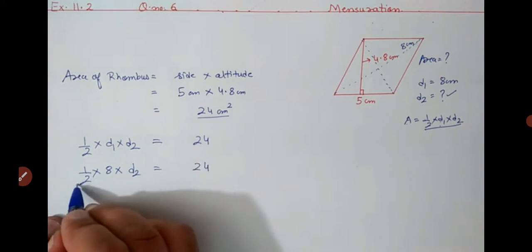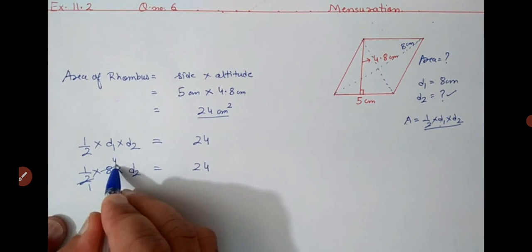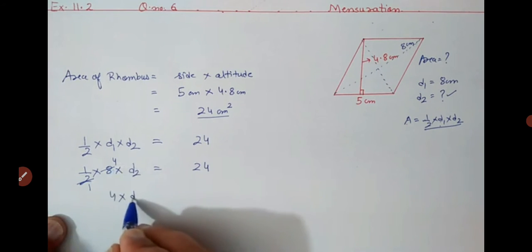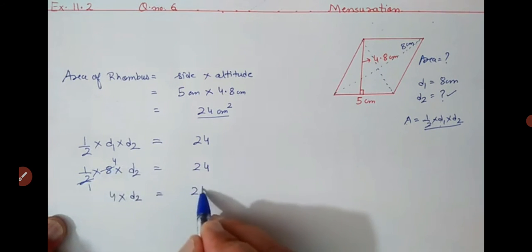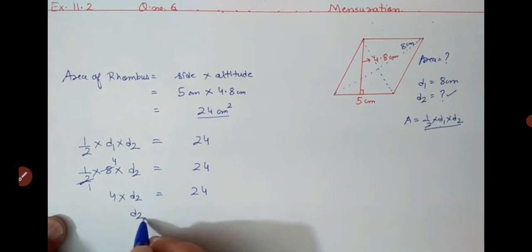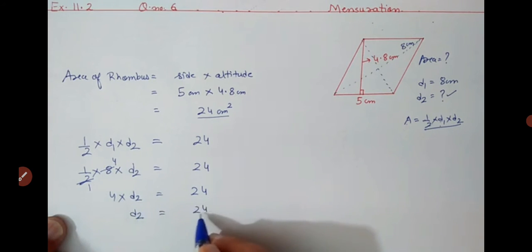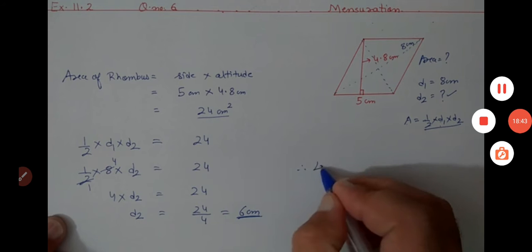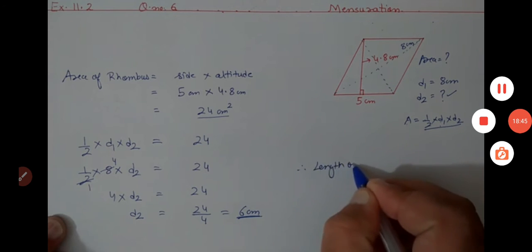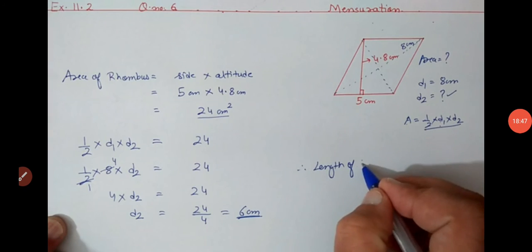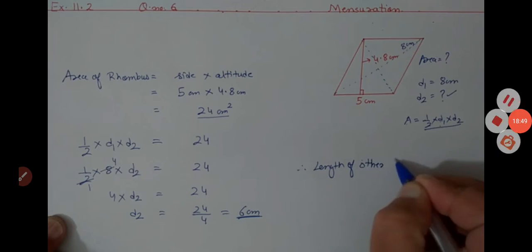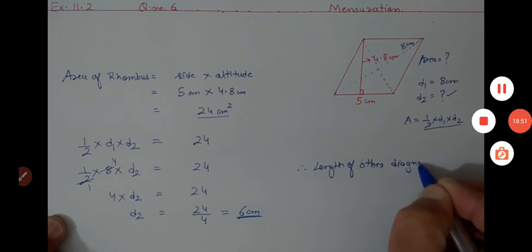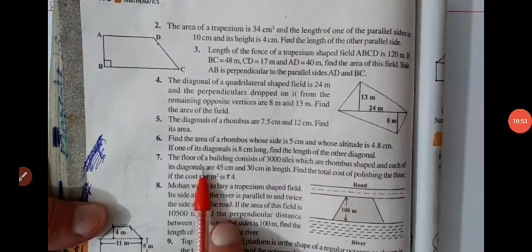2 ones are 2, 2 fours are 8. So 4 into d2 is equal to 24. So what we can get? d2 is equal to 24 upon 4. 4 ones are 4, 4 sixes are 24. So 6 centimeter is your answer. Okay, the length of the other diagonal is 6 centimeter. Now let's see question number 7.